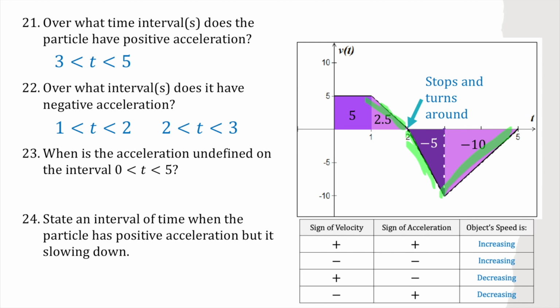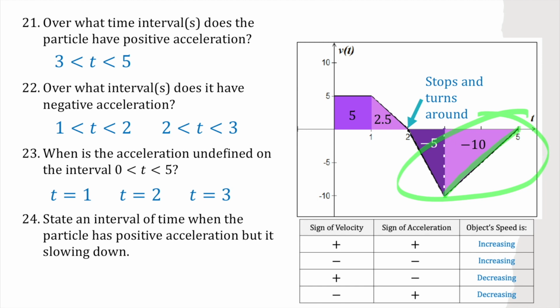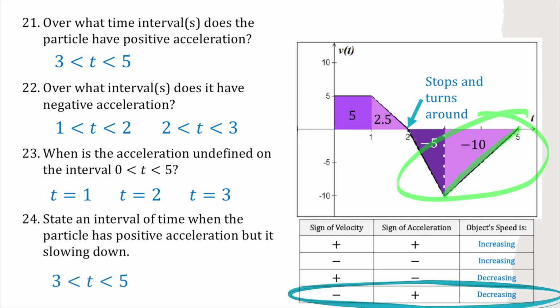When is the acceleration undefined? Remember talking about undefined derivatives before? That's when the slope from the left doesn't equal the slope from the right. So that's at 2. Oh, and it's here at 1 also. And down here. So time 1, time 2, and time 3. State an interval of time when the particle has a positive acceleration but is slowing down. So this is when we have a positive acceleration. Is it slowing down? Yes, it is, because the velocity is negative. It's below the x-axis.